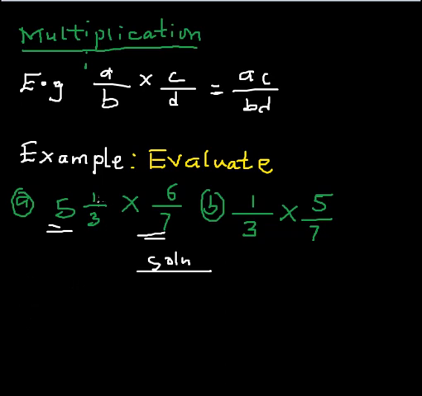Okay, I have to convert this first. 3 times 5 is 15 plus 1, that's 16. That's going to be 16 all over 3 times 6 all over 7.